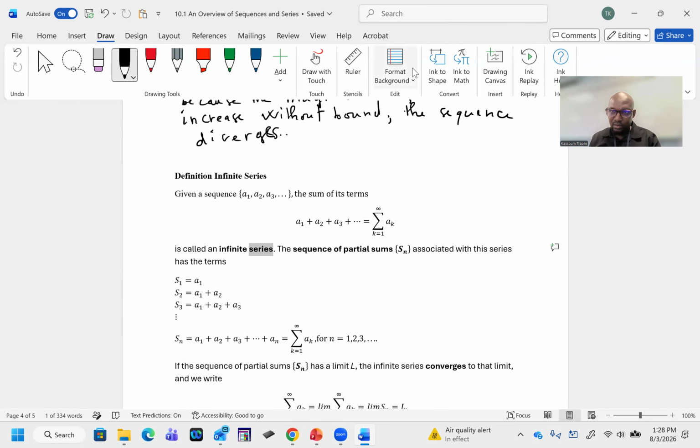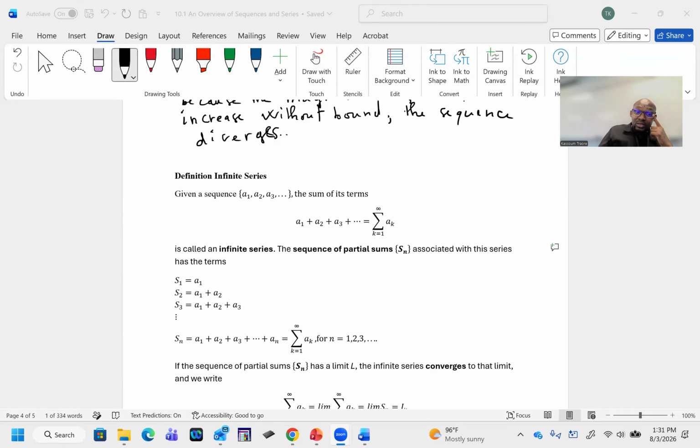And up to Sn, which is A1 plus A2 plus A3 plus, so up to plus A sub n, is equal to the sum of A sub k from k equal to 1 to infinity. So you need to know on the summation, k equal to 1 is the lower index. That means we start from k equal to 1, and infinity is the upper index. That means we sum up to infinity.